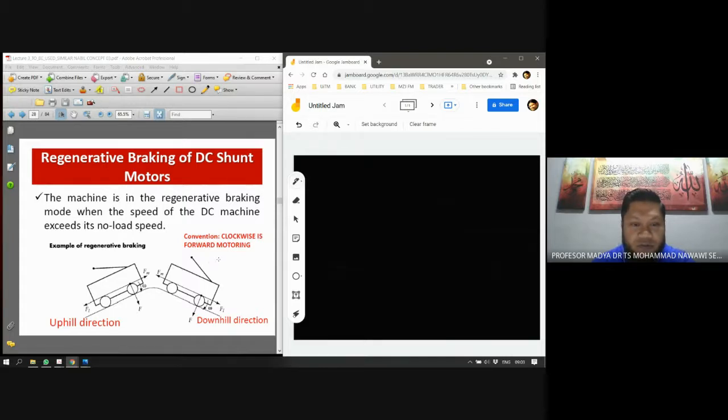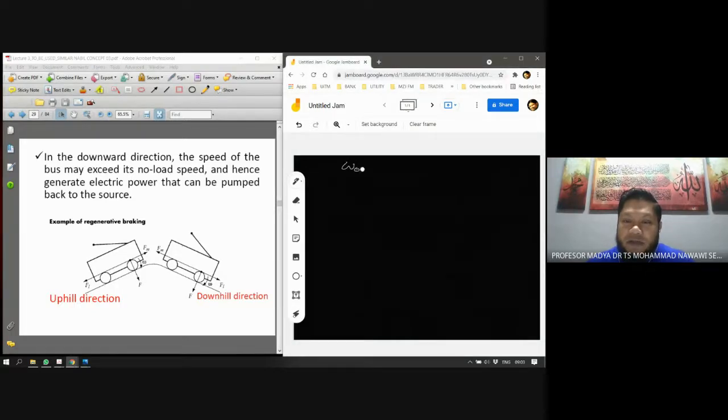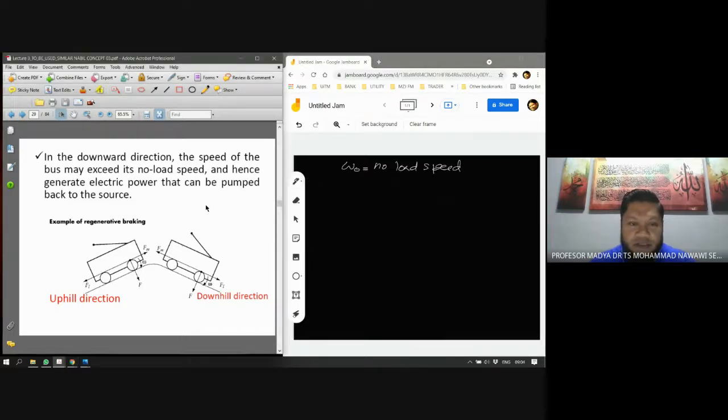Now we're going to look at this. In the downward direction, the speed of the bus may exceed its no load speed. So there is a no load speed here. We usually write it as omega naught. This is the no load speed. The speed of the bus may exceed its no load speed and hence generate electric power that can be pumped back to the source. Right? And let's go to the next slide.